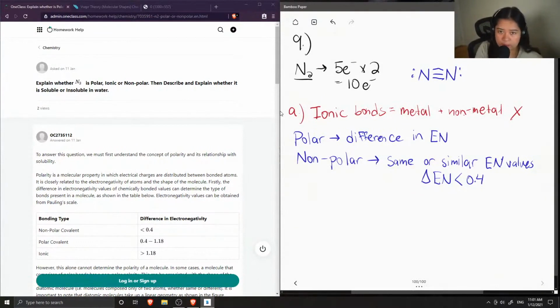So notice that with nitrogen, well, with these 2 nitrogen atoms, they're the same. So obviously they're going to have the same electronegativity values. So this is why the bond is nonpolar. And also, if we look at the entire molecule, it is also symmetrical. So even if they were different and we had dipole moments, then they would point in the directions of the 2 atoms and cancel each other out. So this is why we have a nonpolar molecule.